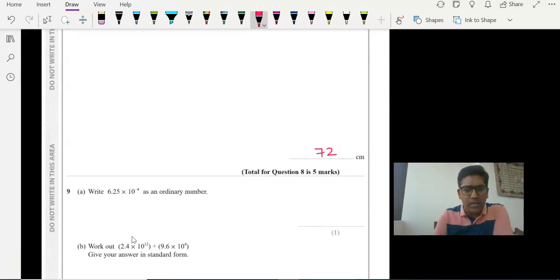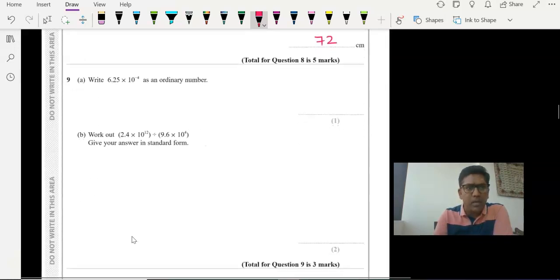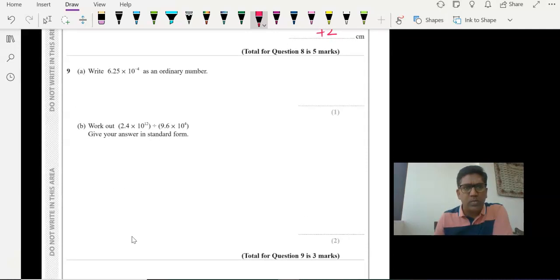Next one, question number 9. 6.25 times 10 raised to minus 4, write as an ordinary number. So when it is negative 4, the point will move 4 places to the left. So it will be 0.000625. Okay, so it was here, it jumped 4 places to the left.